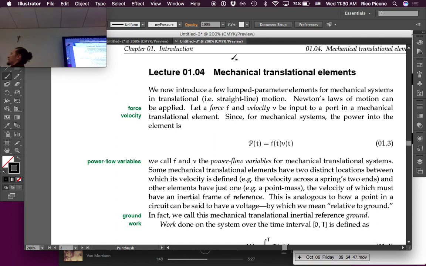All right, mechanical translational elements. We're only going to get partway through this lecture. We're just going to get through springs, but we can get the intro and then through springs.